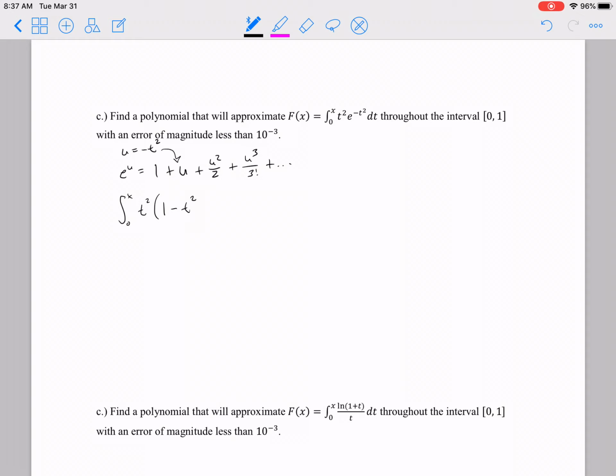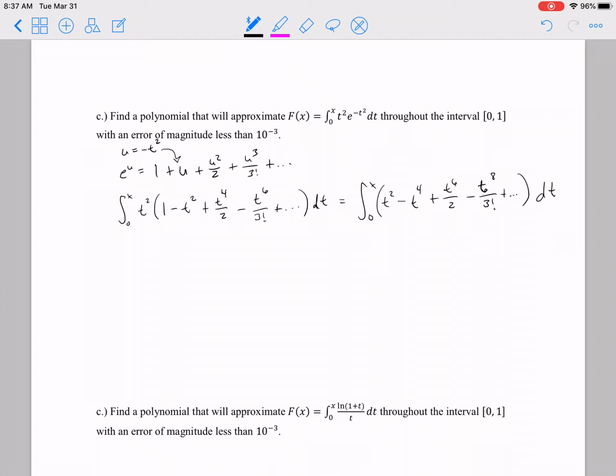Plugging this back in, that's the integral of t squared minus t squared plus t to the 4th over 2 minus t to the 6th over 3 factorial, and so on and so forth, dt. And then we can do some distributing, and this will be the integral from 0 to x of t squared minus t to the 4th plus t to the 6th over 2 minus t to the 8th over 3 factorial plus so on and so forth, all dt.